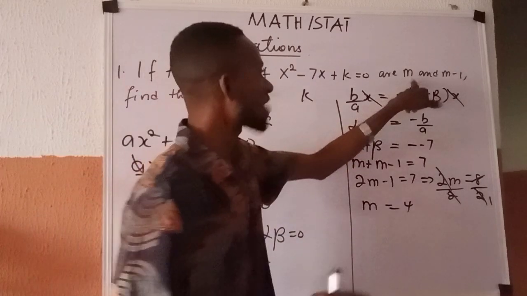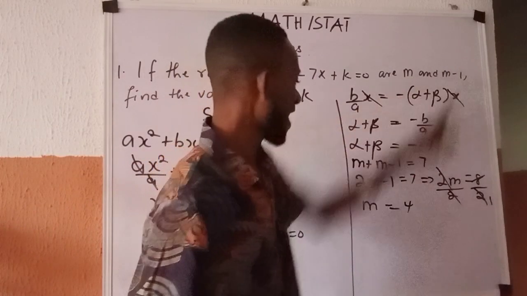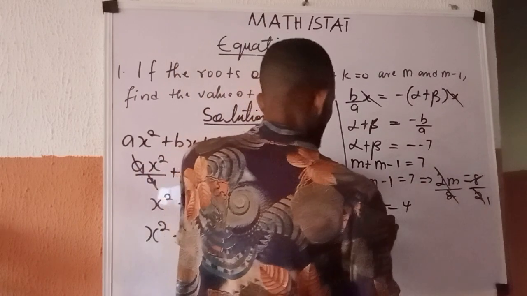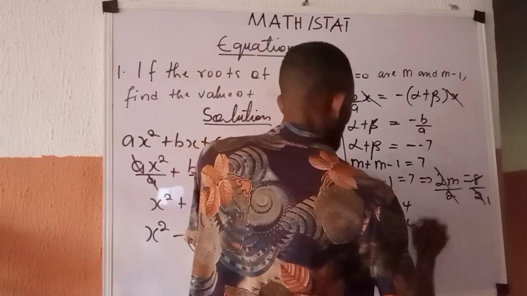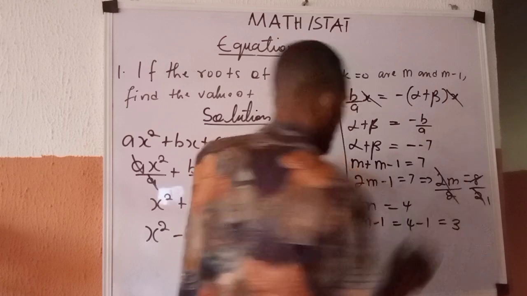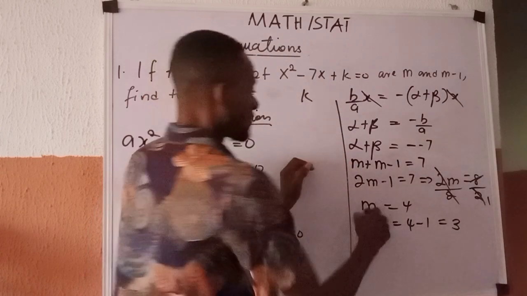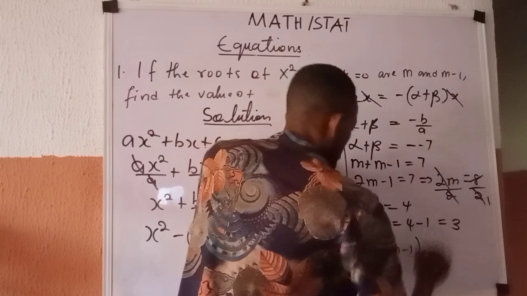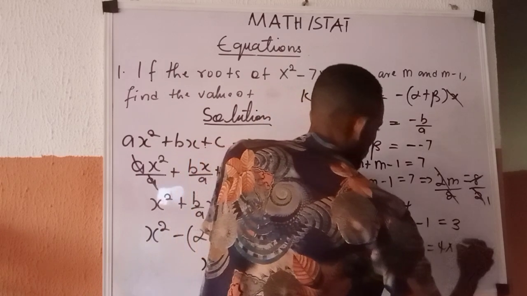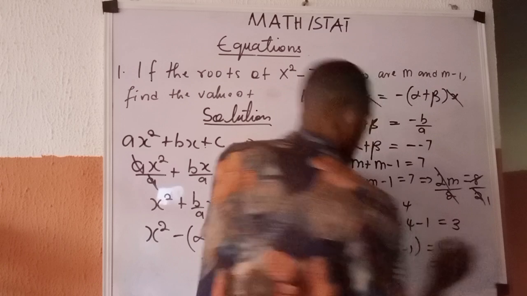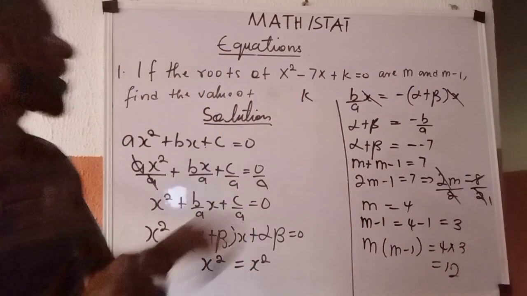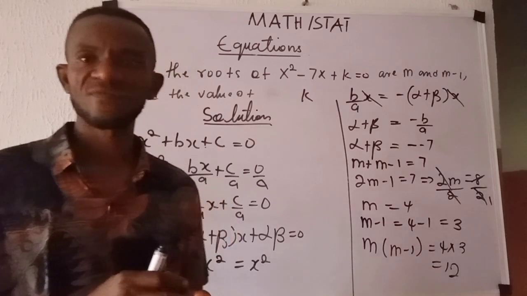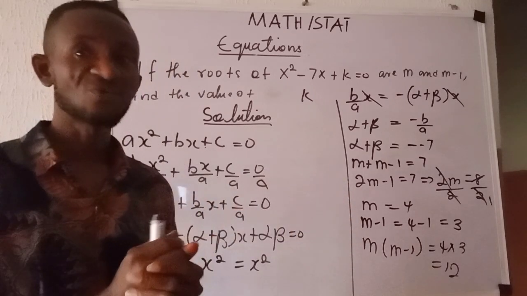And then the roots are m and m minus 1. And I have known that my m is 4. So for me to get m minus 1, it is going to be 4 minus 1, which becomes 3. So the product of these roots, which is now m times m minus 1, is the same thing as 4 times 3, which equals 12. So the value of k, which they want me to find, is 12. You see how simple this thing could be.